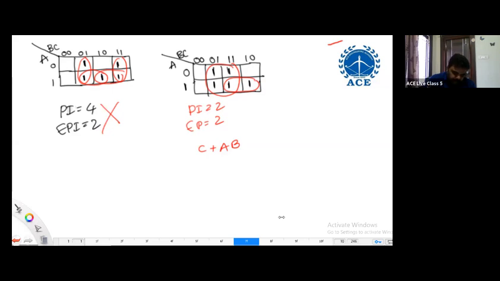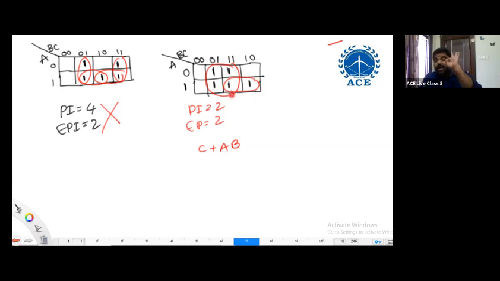Number of prime implicants is 2. Why? If you are having a doubt. What is the number of essential prime implicants? Number of groupings which are having special cubes. When can we say it is essential? If a prime implicant grouping is covering at least one special cube. At least means it can be more than one, right? So it is having a special cube. So this grouping is essential.